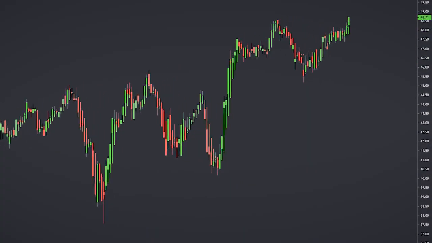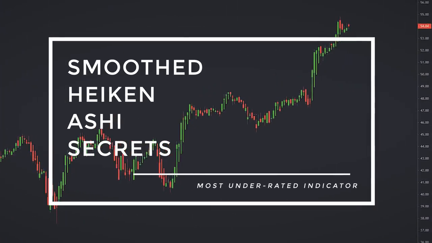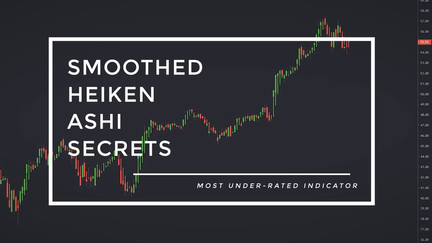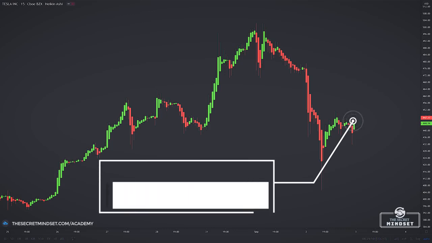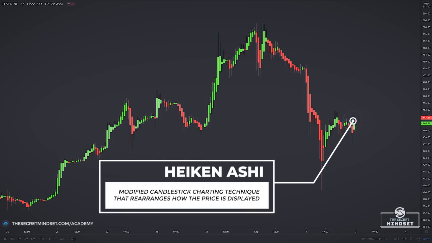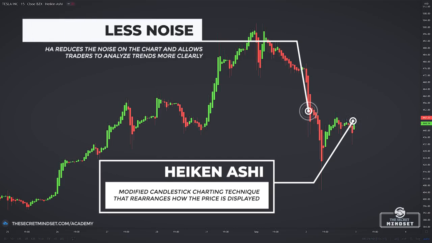Heiken Ashi charts are becoming more and more popular among traders, and there are many trading strategies built around this type of charts. Heiken Ashi is a modified candlestick charting technique that rearranges how the price is displayed. Basically, Heiken Ashi charts make candlestick charts more readable for traders who want to know when to stay in a trade and ride a strong trend, and when to get out when the trend weakens.